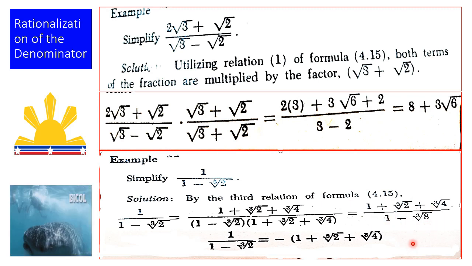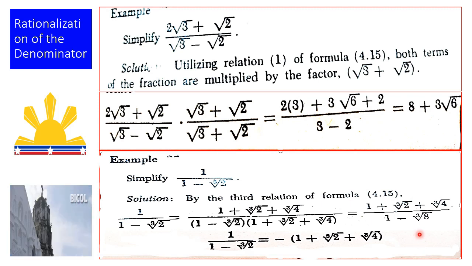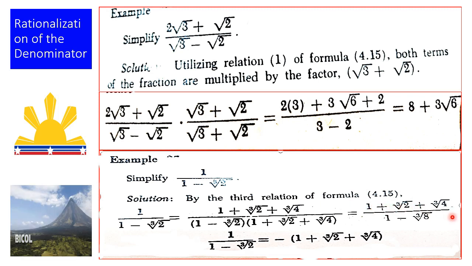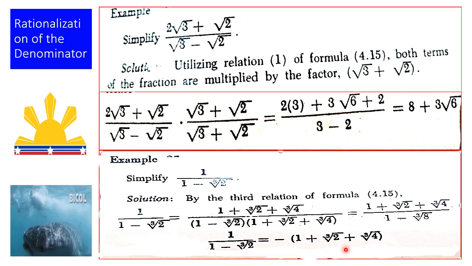Yung cube root of 8 na yan, sa baba, that will be 2. 1 minus 2, negative po yun. So, negative 1 po yung denominator at ang numerator natin is 1 plus cube root of 2 plus cube root of 4. Therefore, the answer is negative quantity 1 plus cube root of 2 plus cube root of 4.